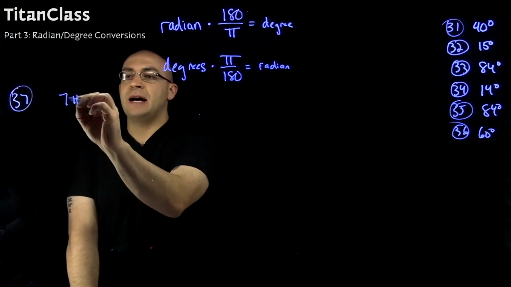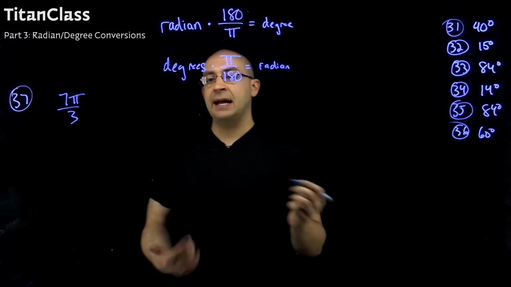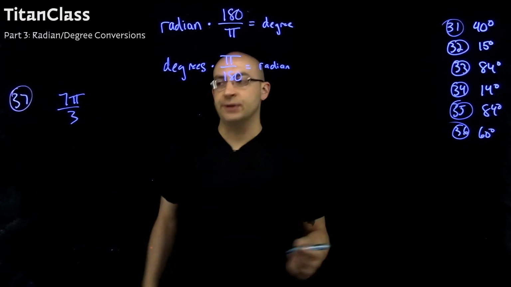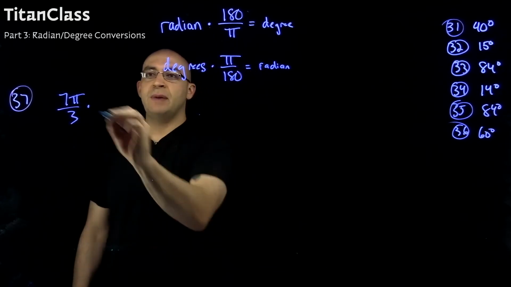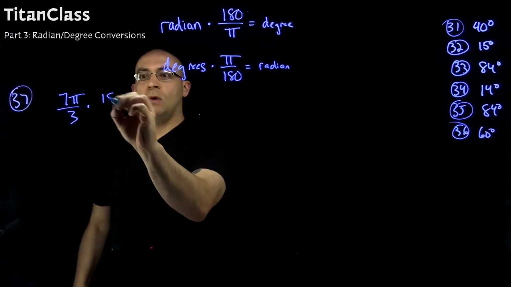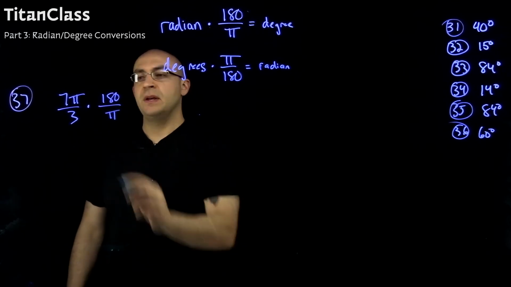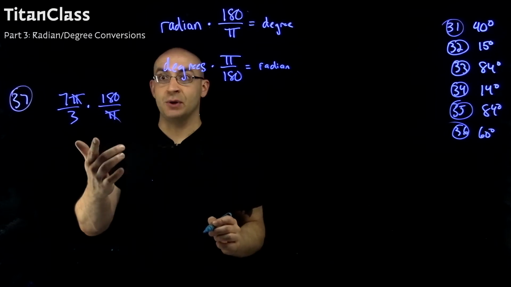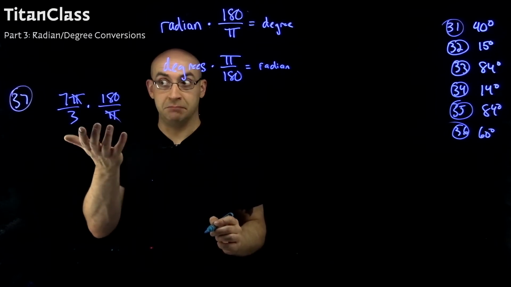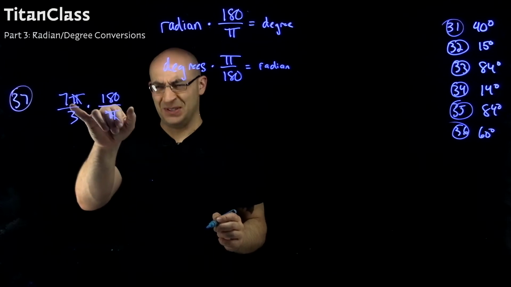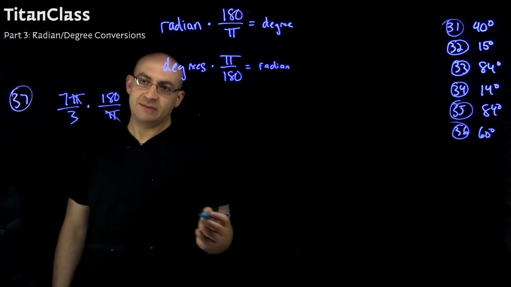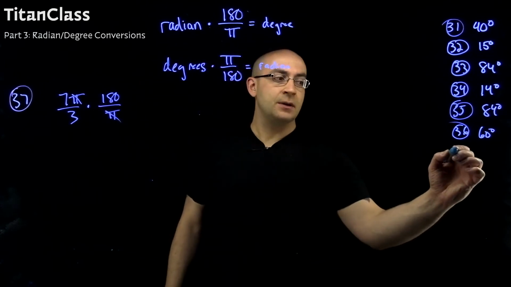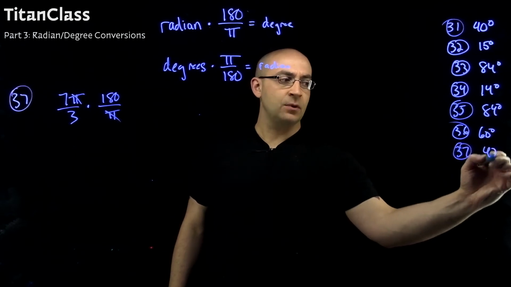Number 37, 7 pi over 3. I've got pi. I know I have radians. I'm trying to convert to degrees. So let's do that. We're going to do 7 pi over 3 times 180 over pi. All right. The pi's cancel. 180 over 3 is 60, and 60 is in the numerator, right? Because 180 is bigger than 3. So this is going to be 7 times 60. Well, 7 times 60 is 420. So number 37 is 420 degrees.